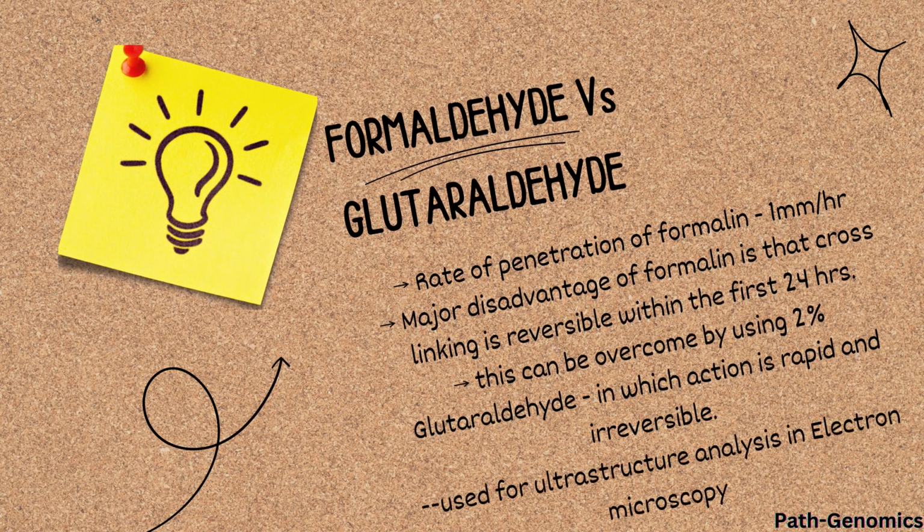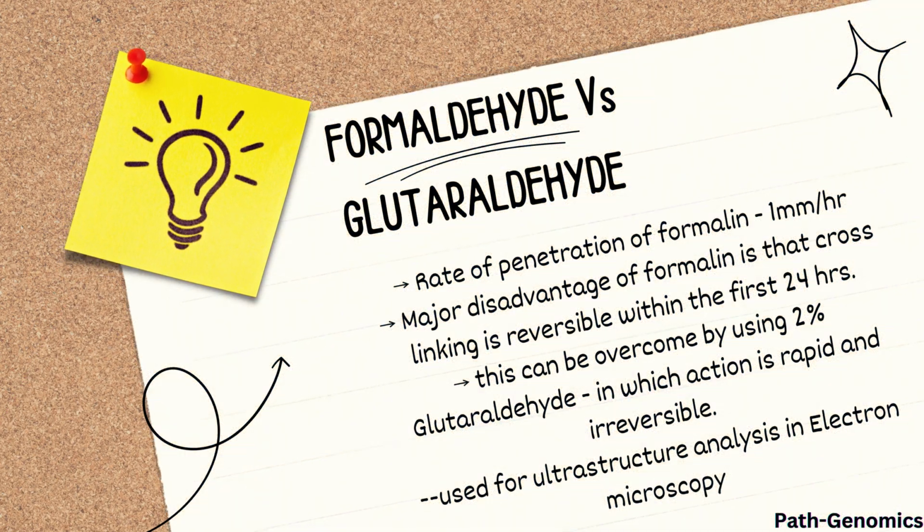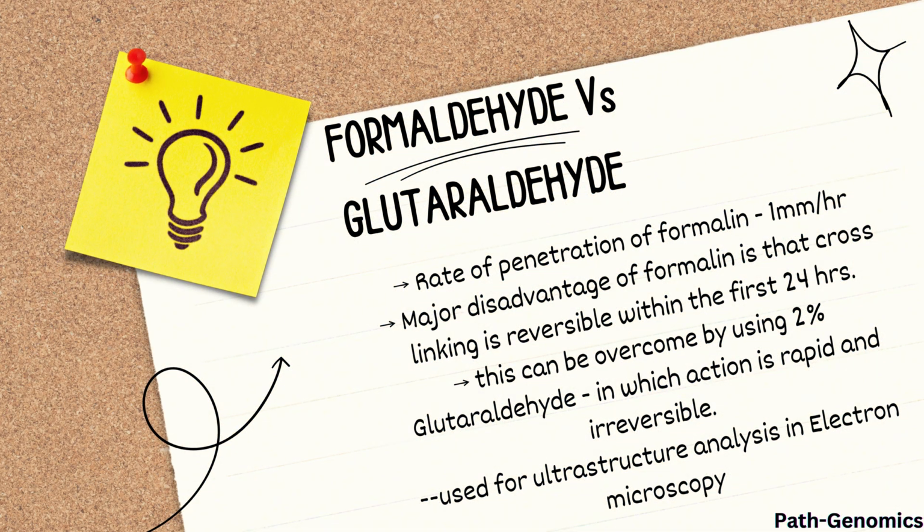The rate of penetration of formalin is about 1 mm per hour. A major disadvantage of formalin is that cross-linking is reversible within the first 24 hours. This can be overcome by using 2% glutaraldehyde, in which action is rapid and irreversible. It is used for ultrastructure analysis in electron microscopy.